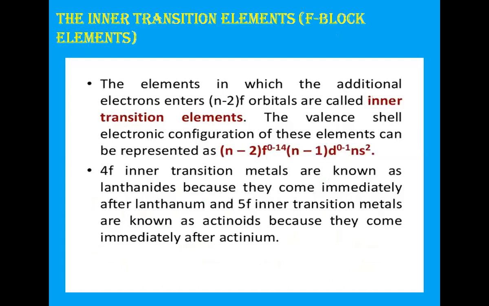Now, when we speak of the f block elements, the elements in which the additional electron enters the antepenultimate f orbital, that is the (n-2)f orbital, are called inner transition elements, and their general electronic configuration is represented as (n-2)f0 to 14 (n-1)d0 to 1 ns2. 4f inner transition metals are called lanthanides because they come immediately after lanthanum. 5f inner transition metals are known as actinides because they come immediately after actinium.